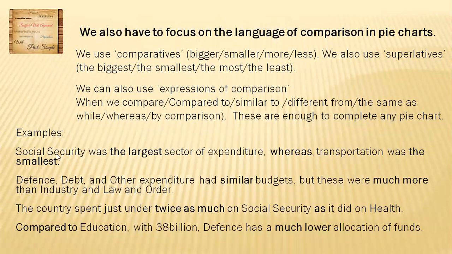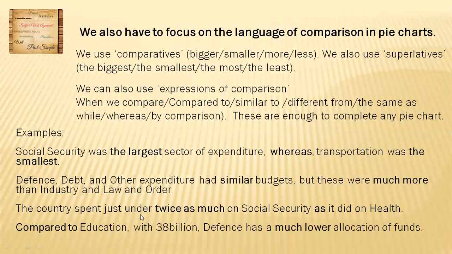Examples. Social Security was the largest sector of expenditure, whereas transportation was the smallest. So we're comparing this with this by using whereas, contrast. Defence, debt, and other expenditure had similar budgets, but these were much more than industry, law, and order. So these three are similar, but they were much higher than these three, which are also similar.